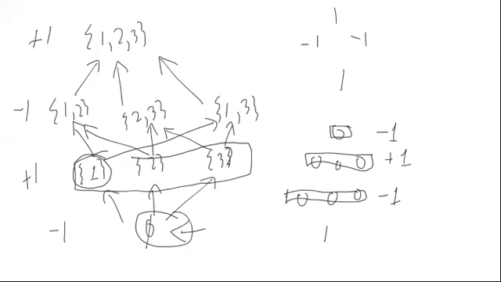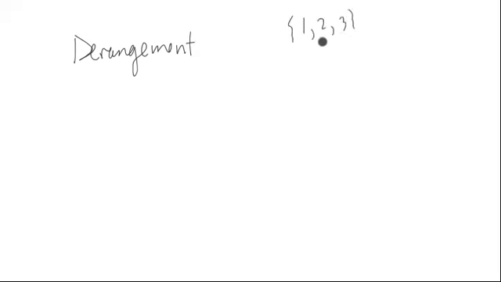Now, how can we use this to solve summand type solutions? Well, let's start with the idea of a derangement. A derangement is a permutation on, say, three different things, so it's going to live in S3, such that there are no fixed points. No fixed points means nothing is going to map to itself in the permutation.